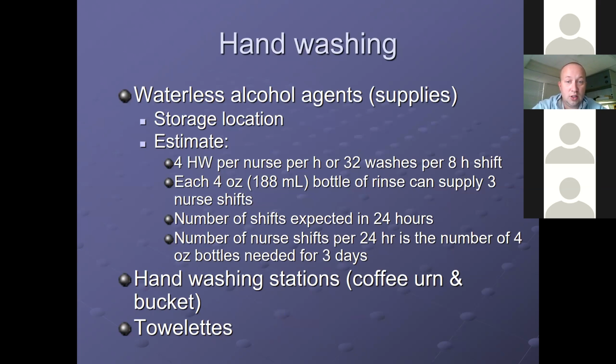Hand washing stations, you can use a coffee urn to help control the flow of water. I will tell you this: individual bottles of water make really lousy vessels for hand washing. Gallon jugs are better because you don't waste as much water. 5-gallon jugs, unless you have a spigot on them, are really, really bad to use as well.